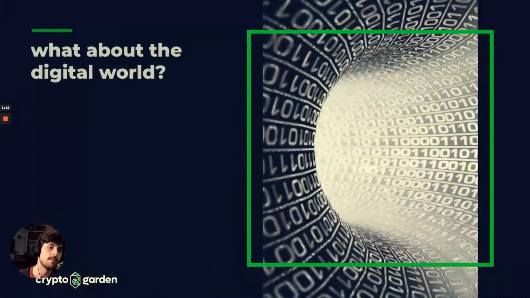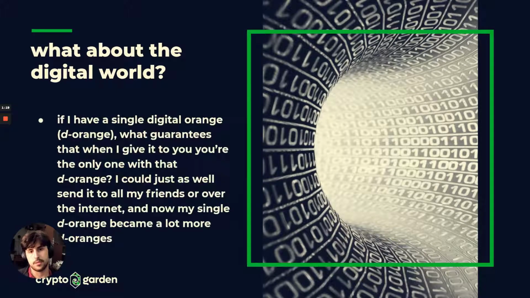Well, what about the digital world, right? If I have a single digital orange, let's call them B oranges, what guarantees that when I give it to Pete, he's the only one with that B orange? I could just as well send it to all my friends or over the internet, and now my single B orange became a whole lot more B oranges, right? This is what we call the double spending problem, where you can spend a single asset multiple times over and over.